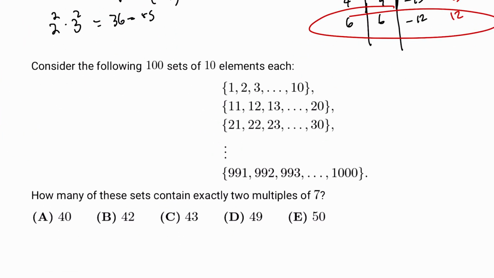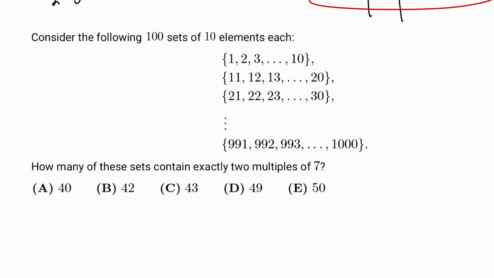So we want to consider the following 100 sets of 10 elements, each containing these numbers, and we want to find how many of these sets contain exactly 2 multiples of 7. I've seen a lot of bash solutions, but I feel like there is a need for me to address one of the best solutions that I've seen for this problem. It's very clean. So let's think about this.